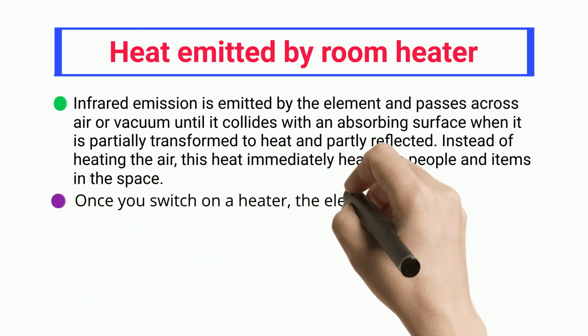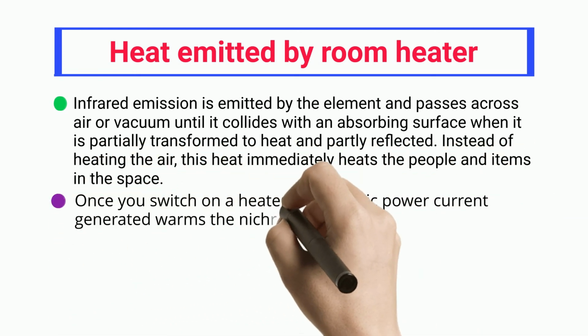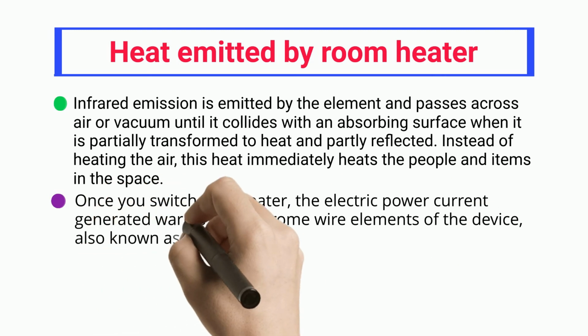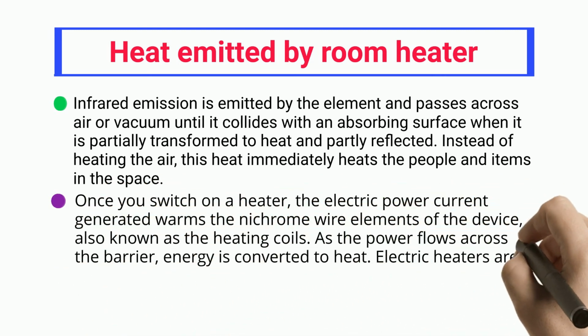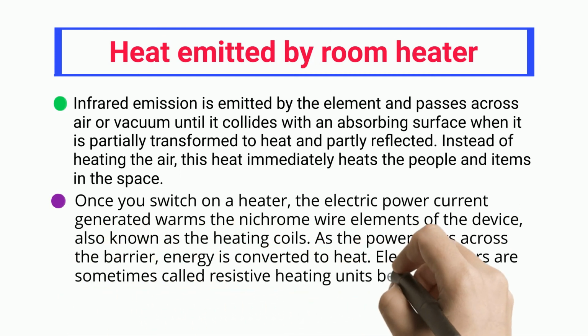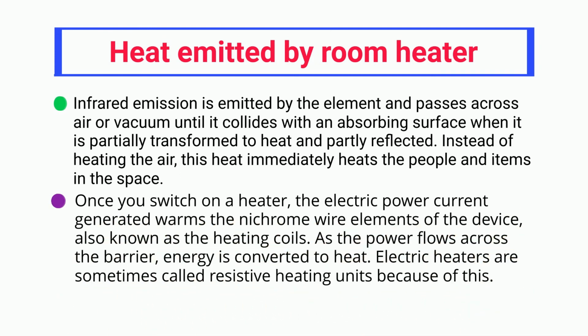Once you switch on a heater, the electric current generated warms the nichrome wire elements of the device, also known as the heating coils. As the power flows across the resistance, energy is converted to heat. Electric heaters are sometimes called resistive heating units because of this.